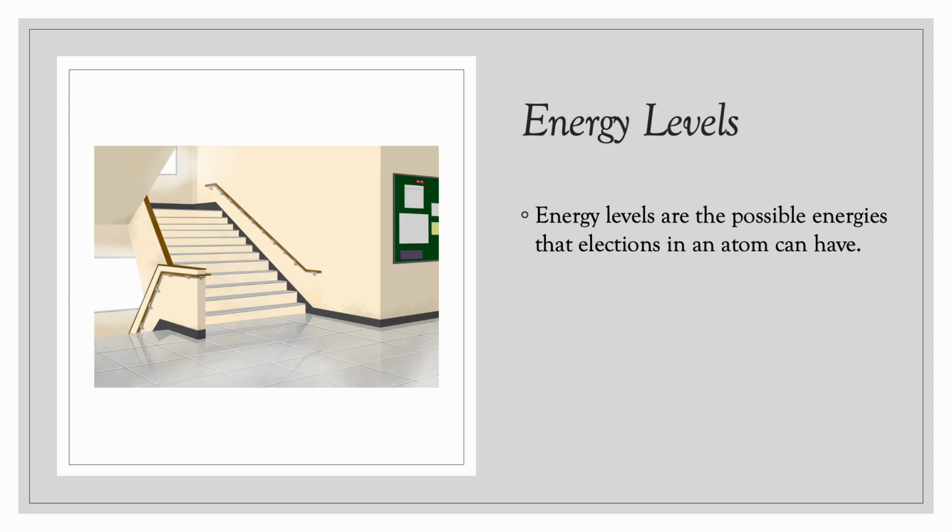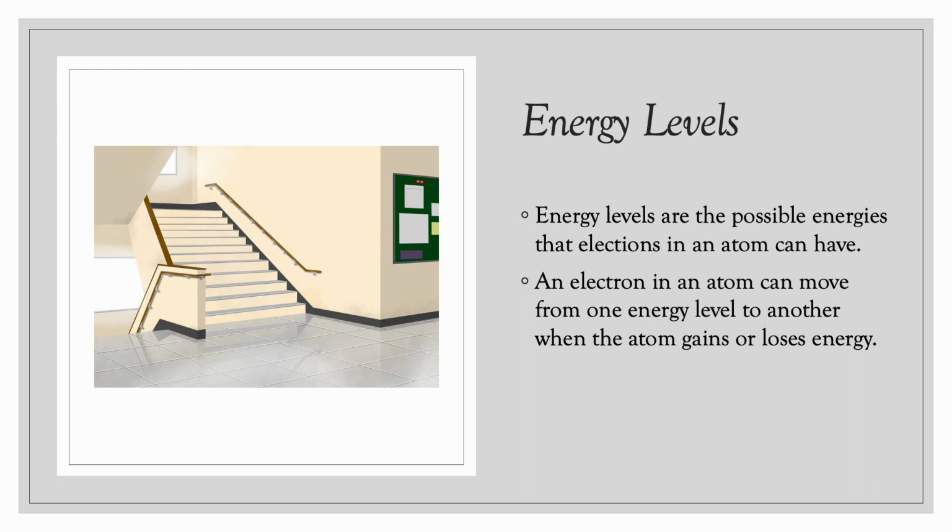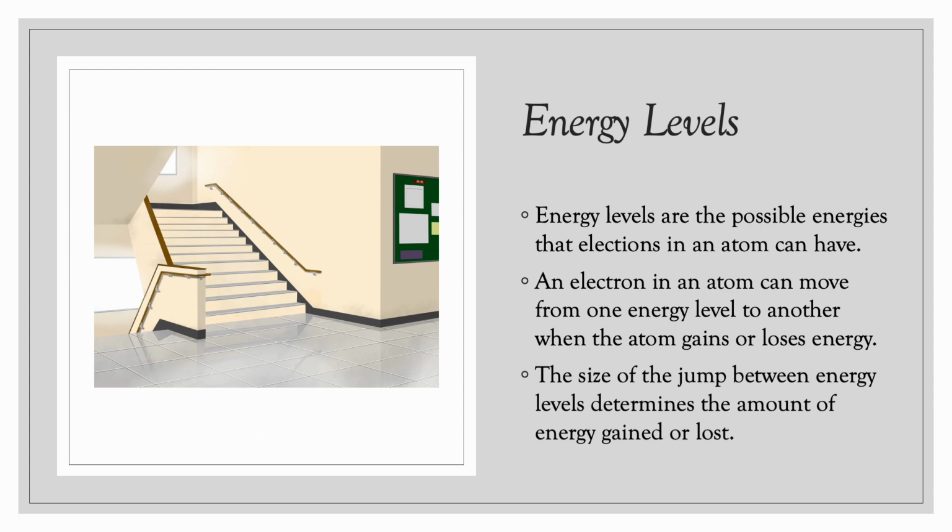The landing at the bottom of the stairs is the lowest energy level in an atom. Each step up represents a higher energy level. The distance between 2 steps represents the difference in energy between 2 energy levels. There would need to be a different staircase for each element, because no 2 elements have the same set of energy levels. An electron in an atom can move from one energy level to another when it gains or loses energy, and the size of the jump between the energy levels determines the amount of energy lost or gained.